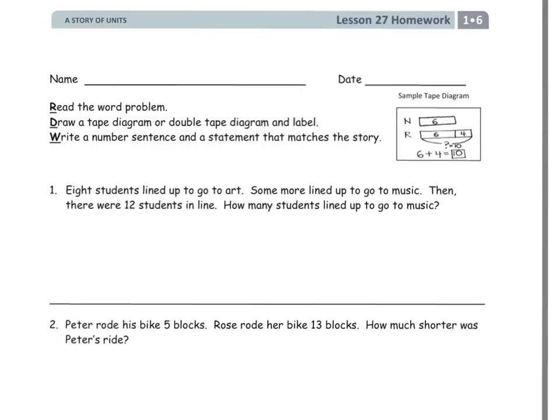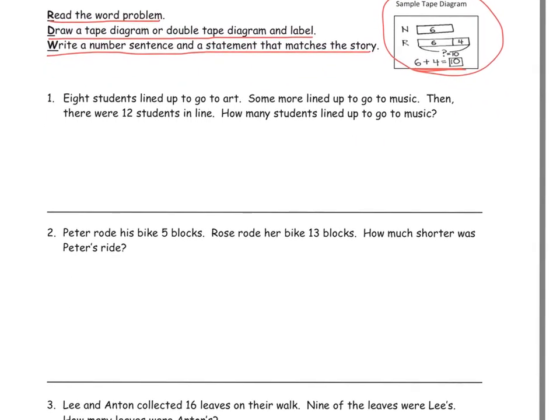The directions for the homework are: use RDW to solve, meaning read the word problem, draw a tape diagram or double tape diagram and label, write a number sentence and a statement that matches the story. And they gave us a sample tape diagram off to the side to help us out with a number sentence below. So let's take a look. We'll do questions 1 and 2 on this page.